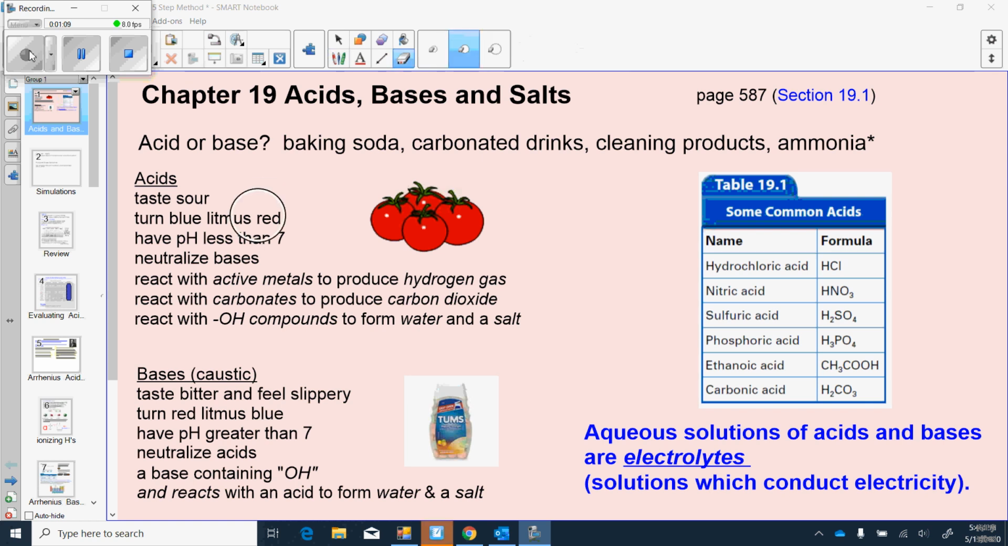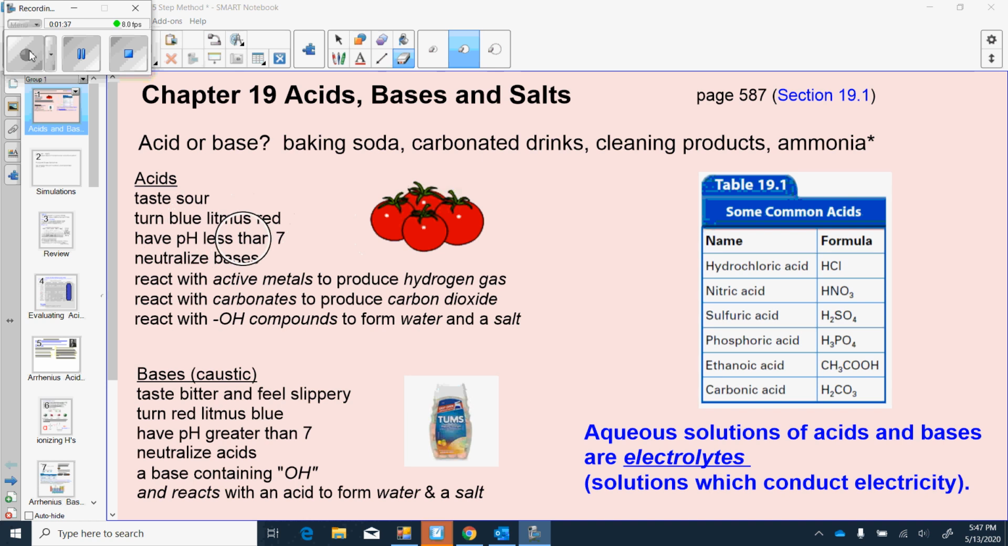We know that acids have a sour taste, and you might be like, what? People are drinking or eating acids? And of course, yes, it happens all the time. We have a lot of acidic foods that we eat, and a great example of this is your sour gummy bears. They actually have tartaric acid. They mix tartaric acid, which is an organic acid, and sugar together, and that makes the coating for the sour gummies. They turn blue litmus red.